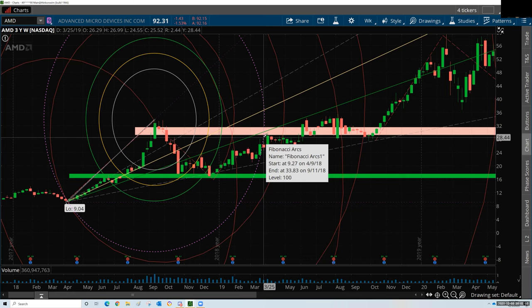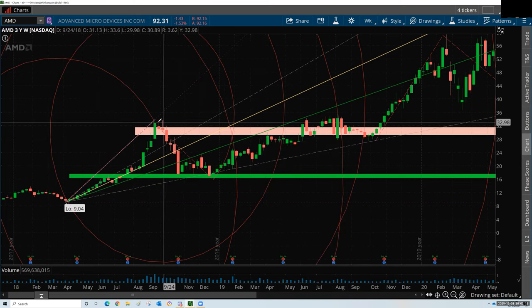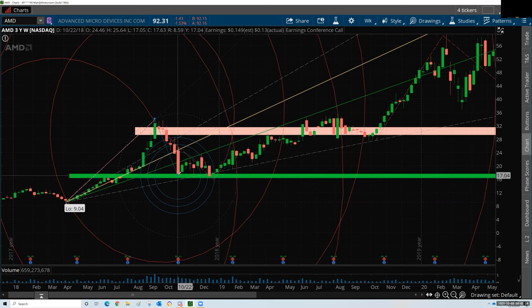It's done. Does that tell me where it's going to go in the future? No. This is expired. It's no longer of consequence. I don't look at it anymore. So that's a done, finished move. I can now remove that because I don't need it. I can now do an arc to the downside. So I'm going to take a period high to a period low.